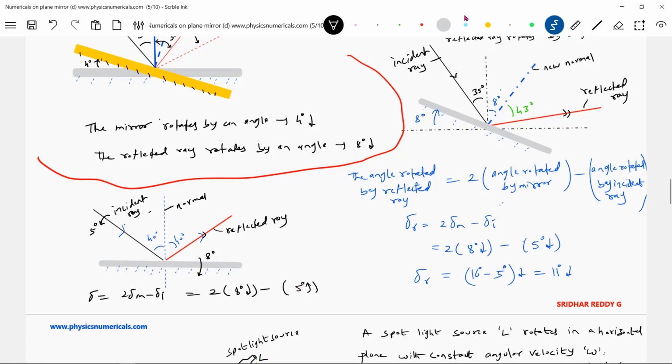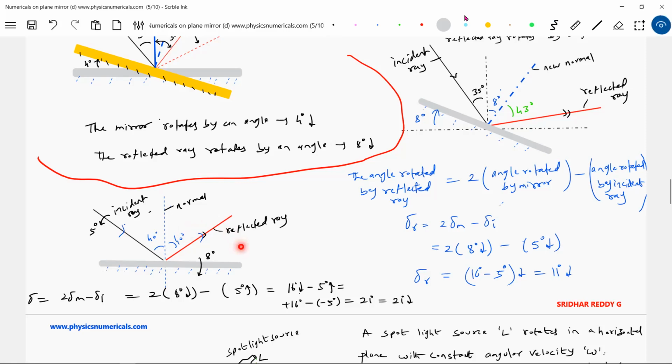What to do now? Counterclockwise. So look at the mirror. The mirror was rotated clockwise. What about the incident ray? Counterclockwise. If you take clockwise as positive, then this should be negative. Further simplification: this will be 16 degrees clockwise. If this is positive, this will be negative, no? So in total it will become plus minus of minus 5 degrees, so 21 degrees. What do you mean by 21 degrees positive? It will be clockwise. So the reflected ray will rotate through 21 degrees clockwise.